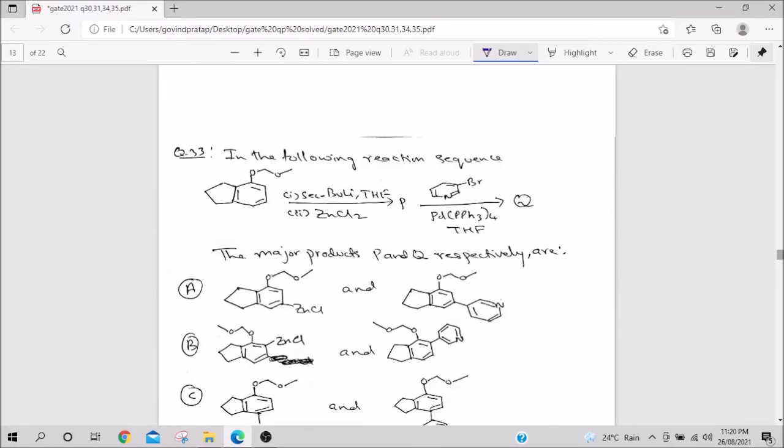Let's move to the next question. The next question says, in the following reaction sequence, the major products P and Q are. So this is the famous Negishi reaction, for which Negishi got the Nobel Prize also. He shared the Nobel Prize with quite a few, right? So look at this molecule, we will go step by step.